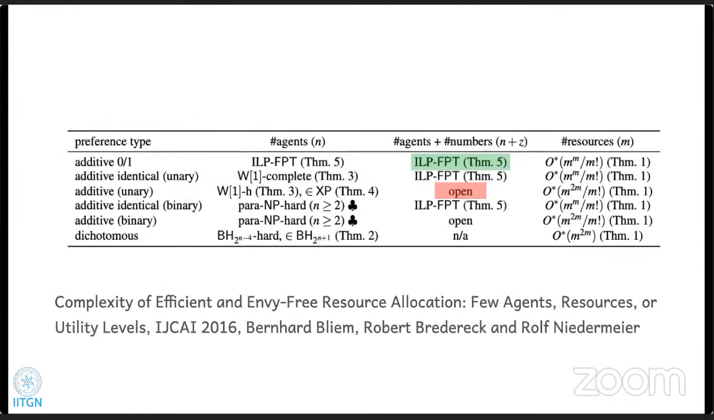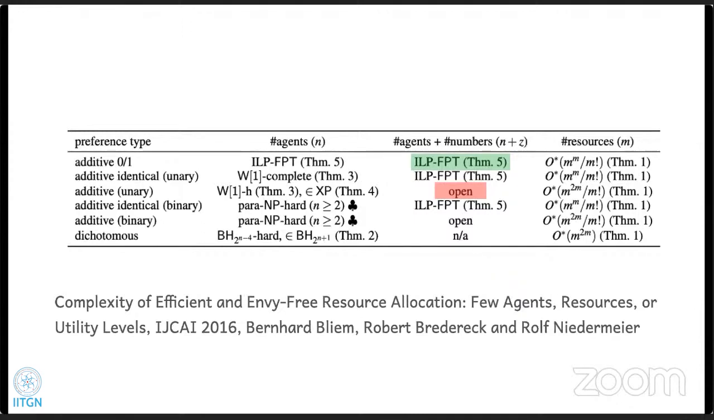Okay, so this is just a snapshot from one of these papers that specifically explores this high multiplicity setting from a parameterized perspective. Three natural parameters emerge: the number of distinct numbers, the number of items (here, by the number of items, we really mean the number of item types), and the number of agents. It turns out that you get a lot of hardness when you just look at the number of agents, except for the case of additive 0-1 utilities, which we will look at just a bit.